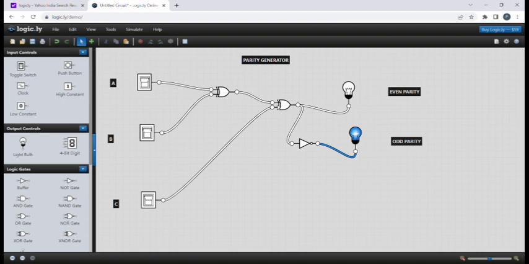Then we have to take one NOT gate and connect A XOR C to that NOT gate and connect that to the light, and then it's odd parity. If the input is 0 and 1, odd parity is 1 and even parity is 0. If the input is 1, odd parity is 0 and even parity is 1.